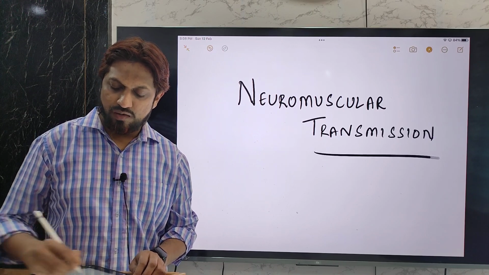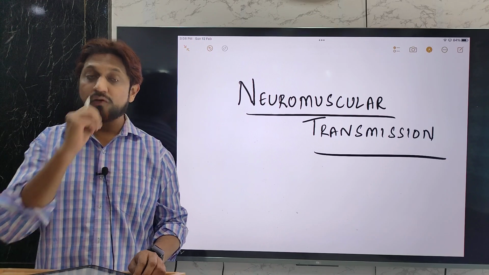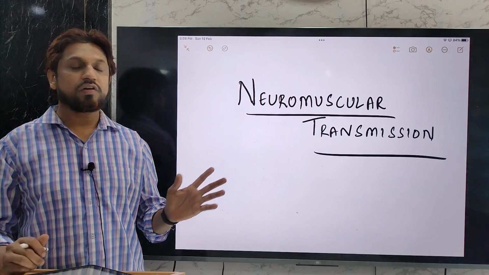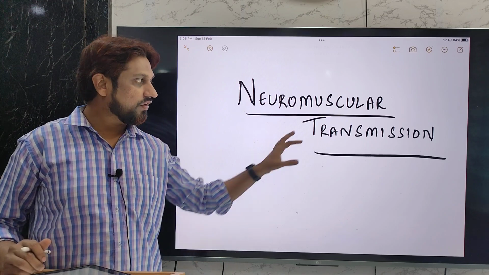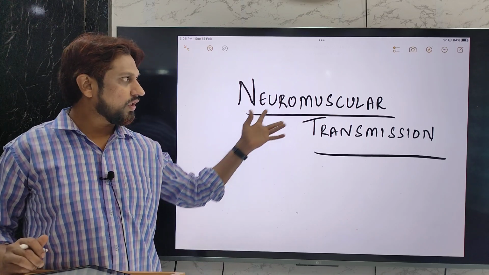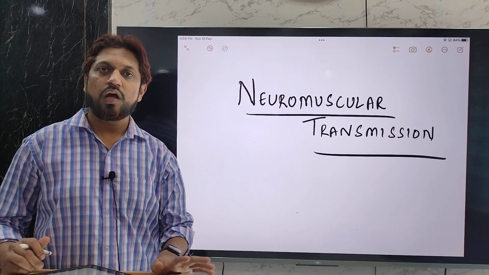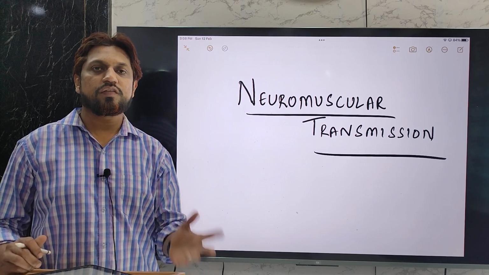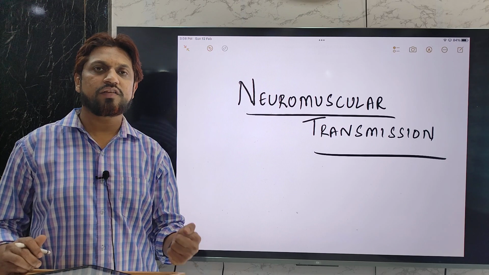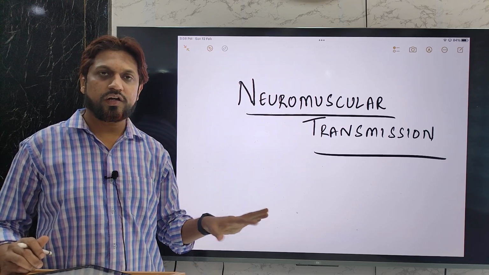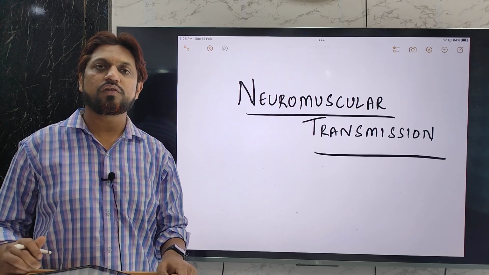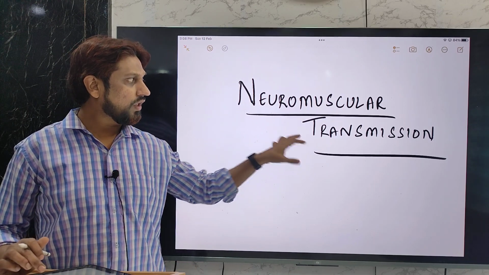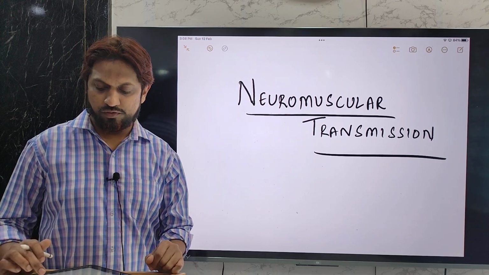And from the exam point of view, in the subject physiology, that is in the first year MBBS, you will get a 10 marks question regarding the events which occur at the neuromuscular junction, or what are the events in the neuromuscular transmission. Also, clinically, it is very important for various diseases like myasthenia gravis and Lambert-Eaton syndrome. We'll discuss that disease and other drugs which act on the neuromuscular junction. But before that, today we are mainly concentrating on this topic, neuromuscular transmission.